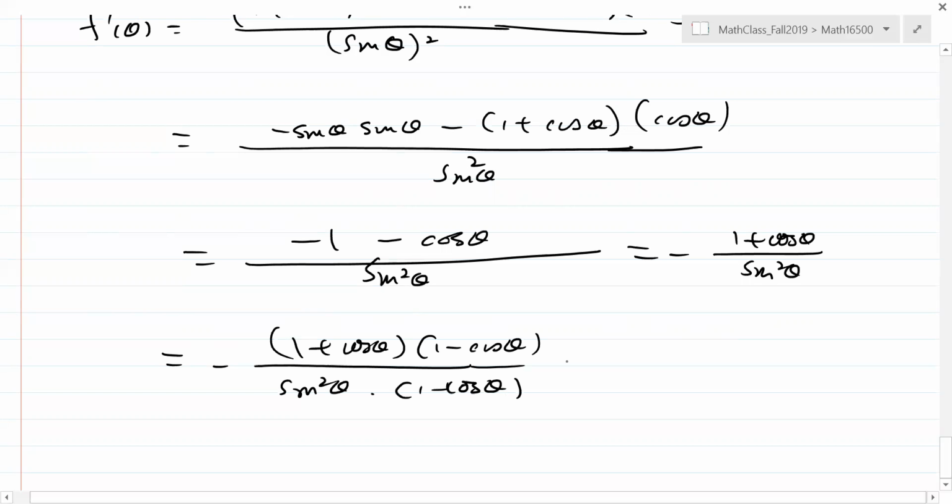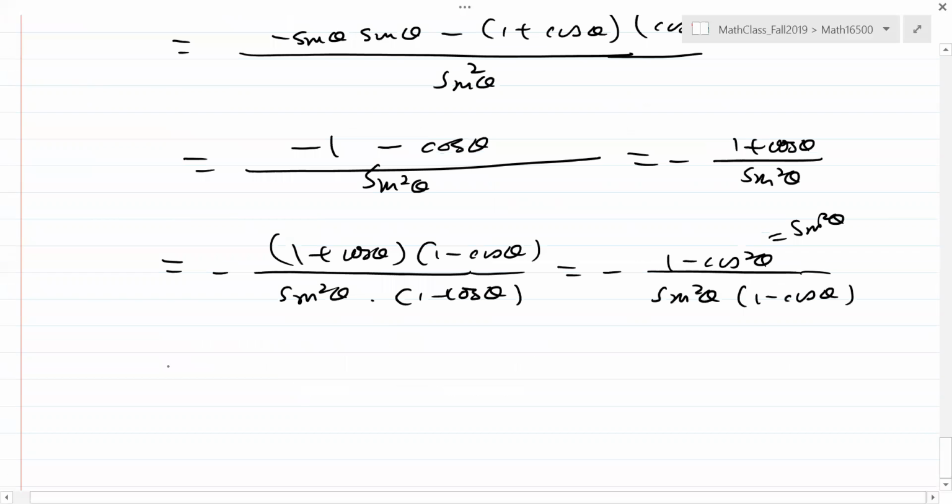Okay, so what do you get? The numerator is 1 minus cosine squared theta. Then here, sine squared theta times the 1 minus cosine. You find out that 1 minus cosine squared theta is going to be sine squared theta, right? So sine squared cancels out. You will get this simple form. Okay? Yeah, this is the simplest form. Only one single function there.